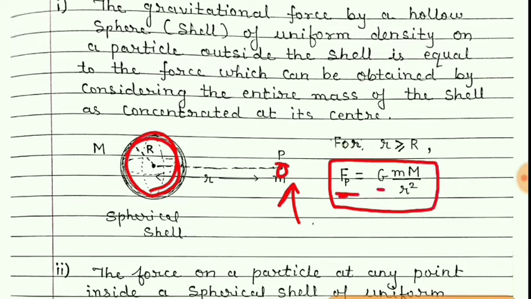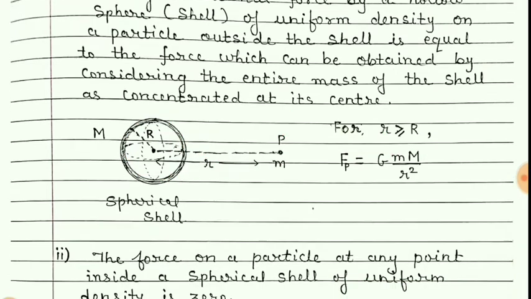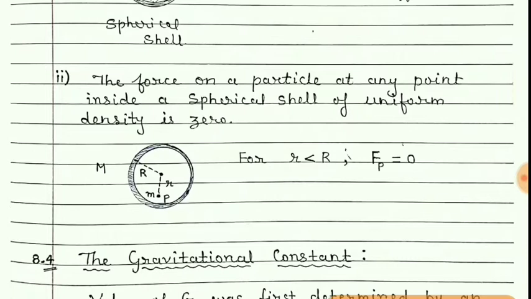Fp is equal to G m into M upon r square, means force acting at point P is equal to G, mass of the particle at point P into mass of the spherical shell, upon the distance between them, square of that. Also we have studied that if the particle is inside the spherical shell, then the force acting on that particle will be 0. So remember these things.